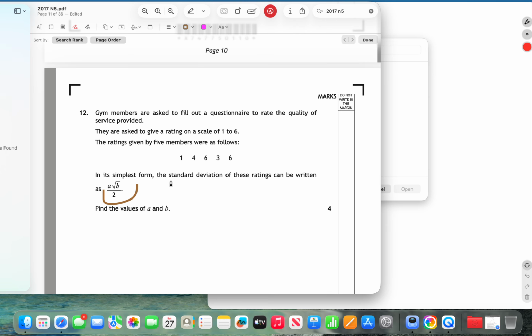So to find the standard deviation, you first of all have to find the mean of the sample. The idea of the standard deviation is it's the spread of the numbers. So the further they are from the mean, the higher the standard deviation. Generally, it's to do with how far they are.